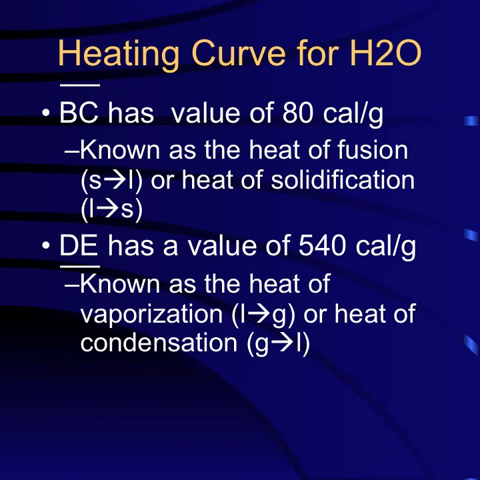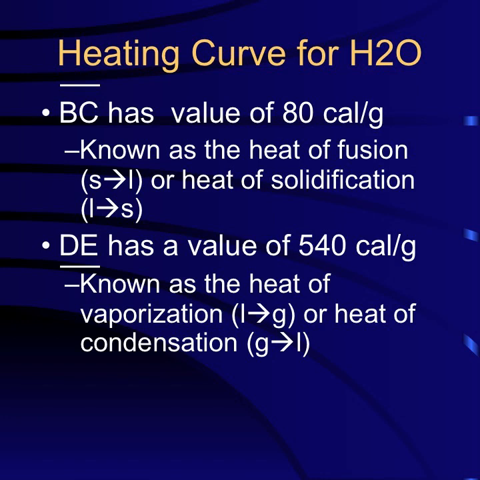So segment BC has a value of 80 calories per gram. It's called the heat of fusion if the conversion is from solid to liquid. In other words, the amount of heat required to change 1 gram of ice into 1 gram of water at the melting point is the definition of the heat of fusion.